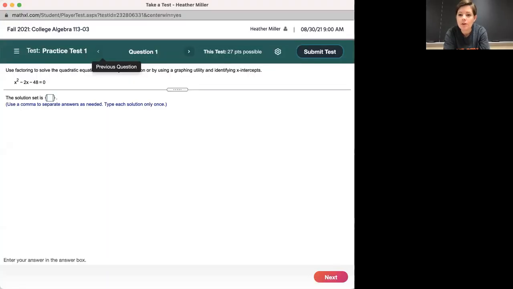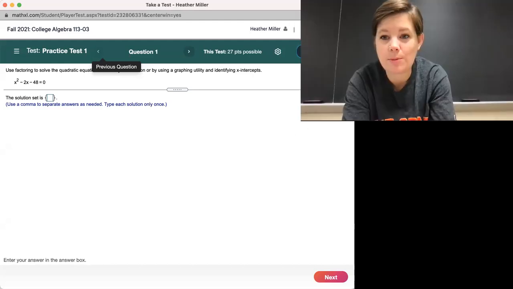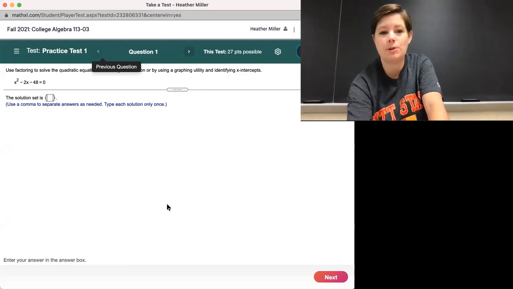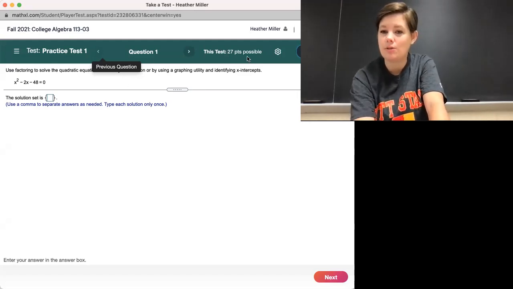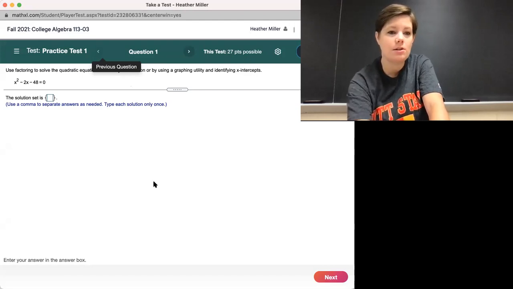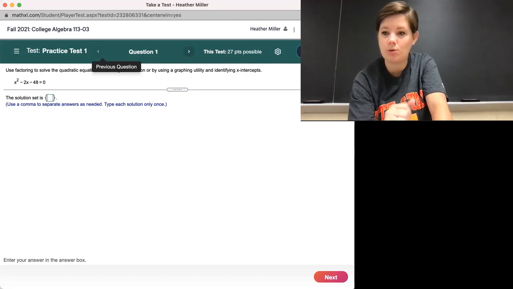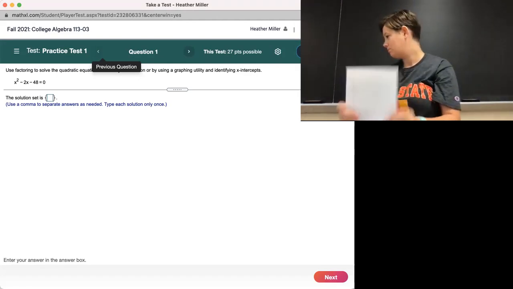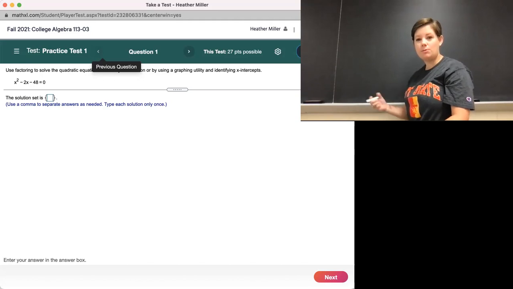There we go. Okay, so I'm just going to work through the problems, and that way you can see a little bit of how the test will work. So you pull up the practice test, it tells you how many points are possible. That tells you you're going to have 27 questions. And so this is my first question.